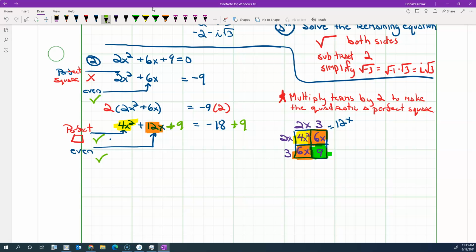Where'd I get what from? Oh, because, all right, when we determined that that was a 6, so are you okay on how we got that? So then you ask yourself, all right, 2x times what is 6x? 3. And the same thing's there.